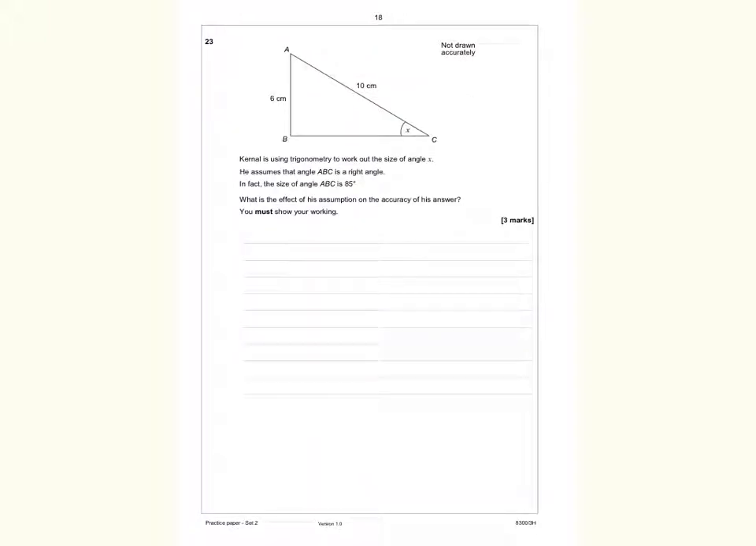Okay, question 23. We have a triangle here. Kernow is using trigonometry to work out the size of angle x. To work out the size of angle x, he assumes that the angle ABC, this angle here, is a right angle, which would make this a right angle triangle. In fact, the size of angle ABC is 85. So it's not 90, it's 85. So it's not a right angle triangle. What is the effect of his assumption on the accuracy of his answer? You must show your working.